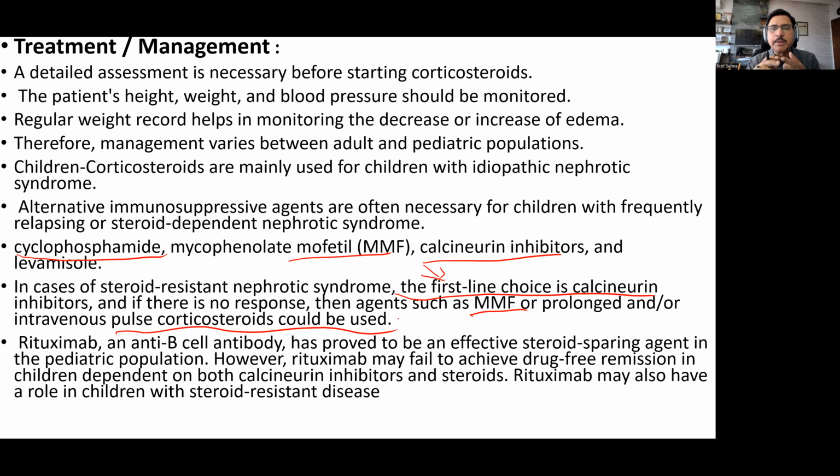Supposing I have exhausted MMF, cyclophosphamide, the calcineurin inhibitor and pulse steroid therapy, I am left with rituximab, an anti-CD20 antibody, as a treatment. This can be used as an effective treatment in order to spare the steroids. It's called a steroid-sparing agent in some pediatric population, particularly those who develop a lot of steroid-induced side effects. Sometimes rituximab may not produce drug-free remission in children, and both calcineurin inhibitors and steroids can be used in such a case. Rituximab may have a role in children who have steroid-resistant disease.